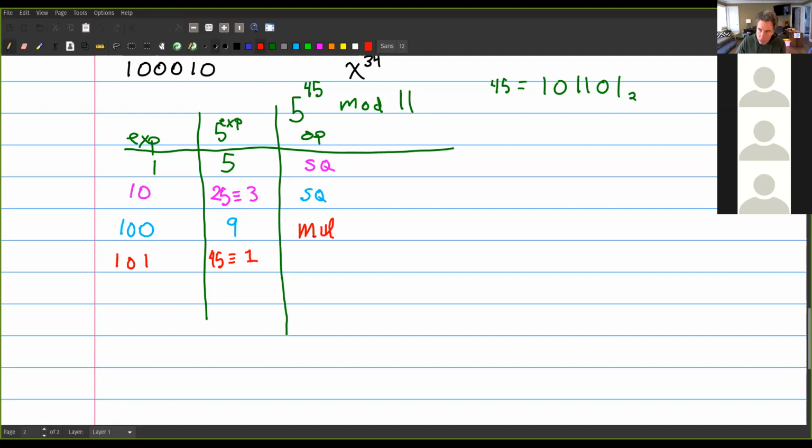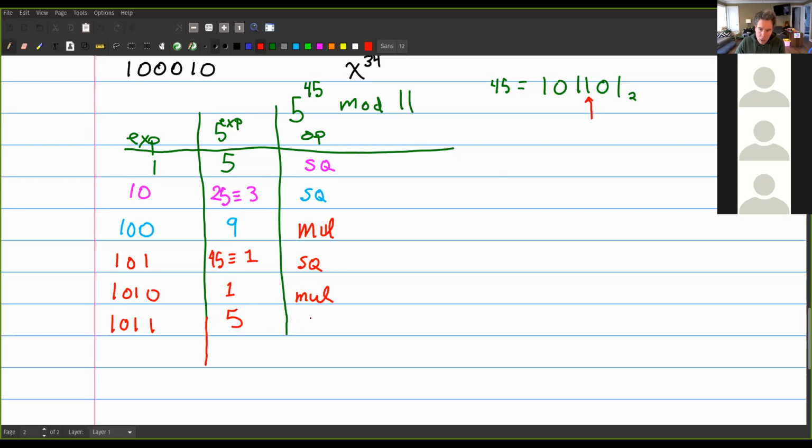Okay. And now we need to make space for this next thing. So we square, and that gives 1, 0, 1, 0. 1 squared is 1. And this one actually is a 1. So now we multiply, right? Yep. Multiply. Yeah, 2, 5. Yeah, 1, 1, 1. So this becomes 5 again.